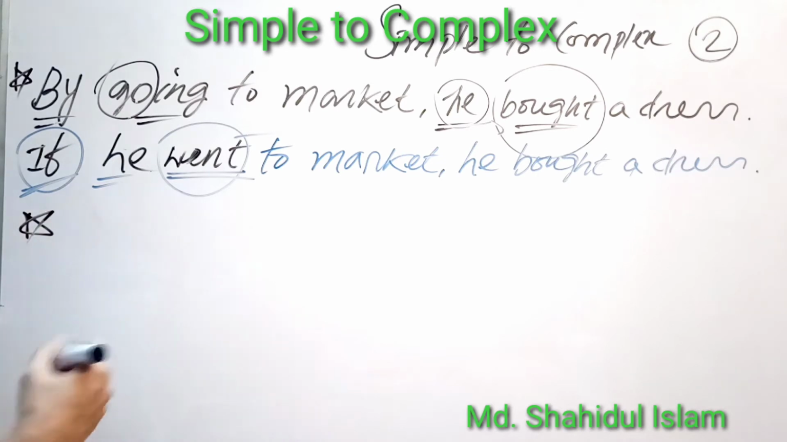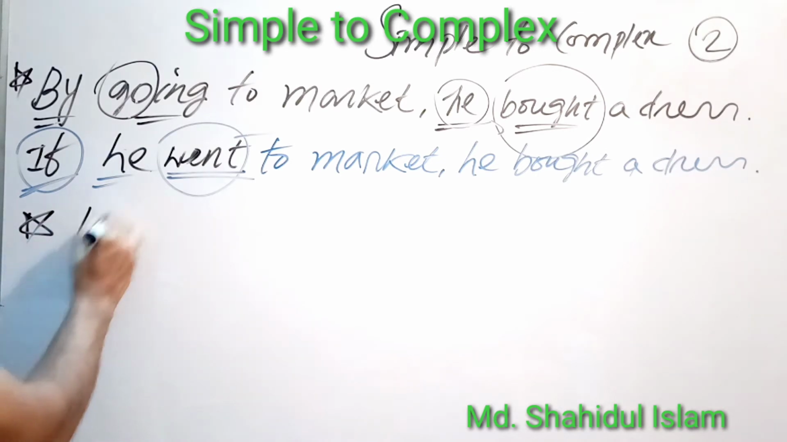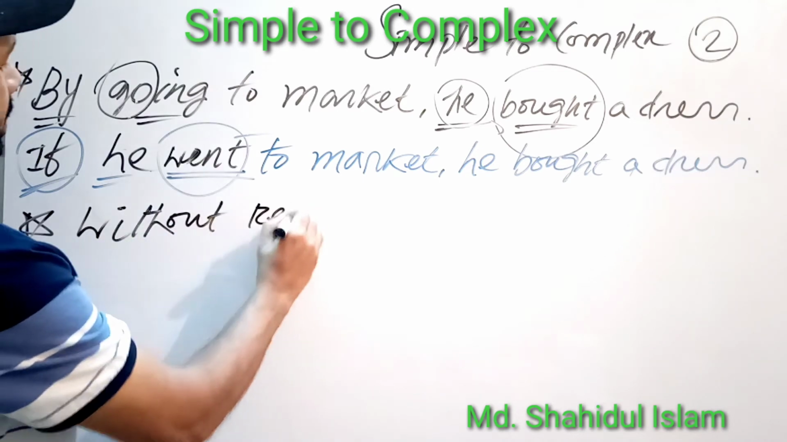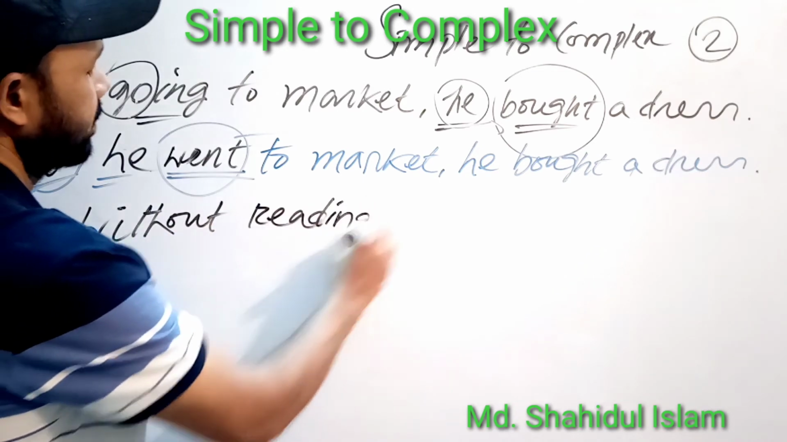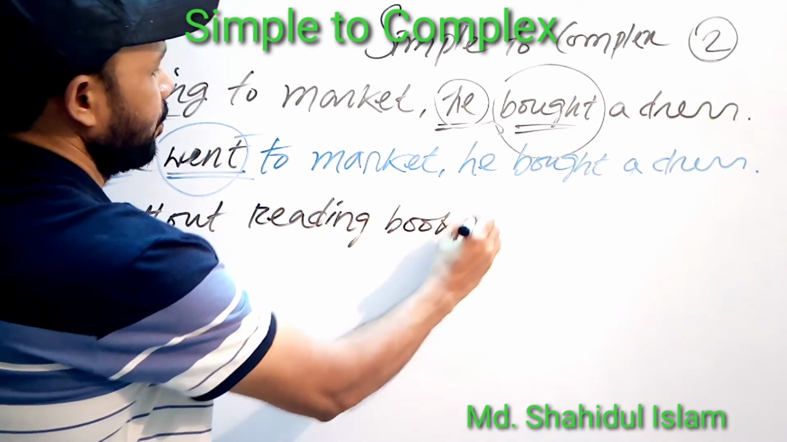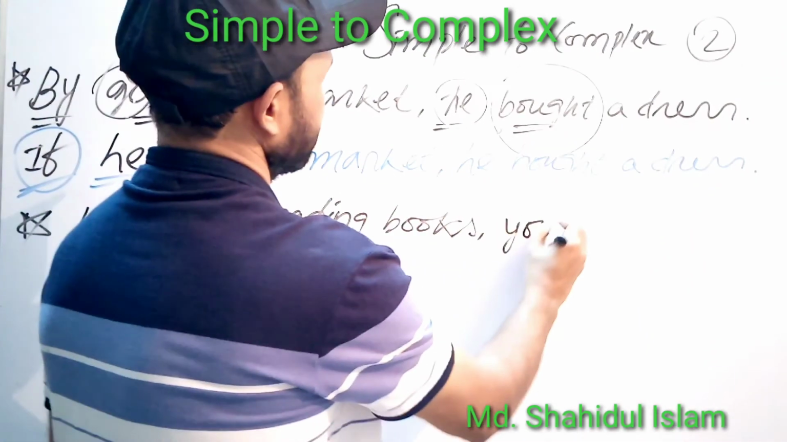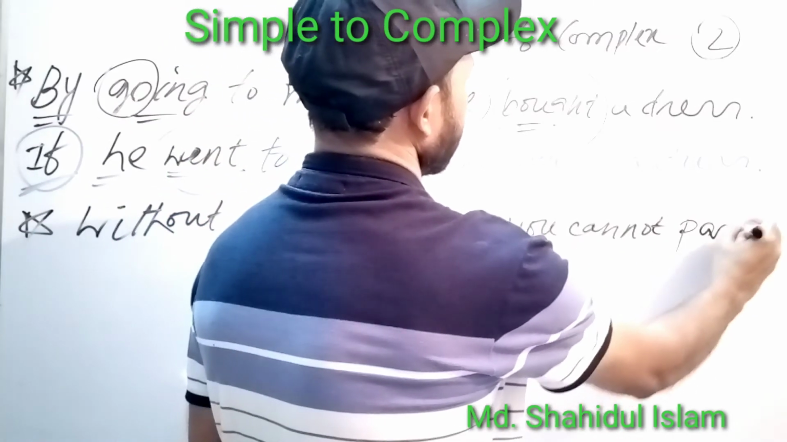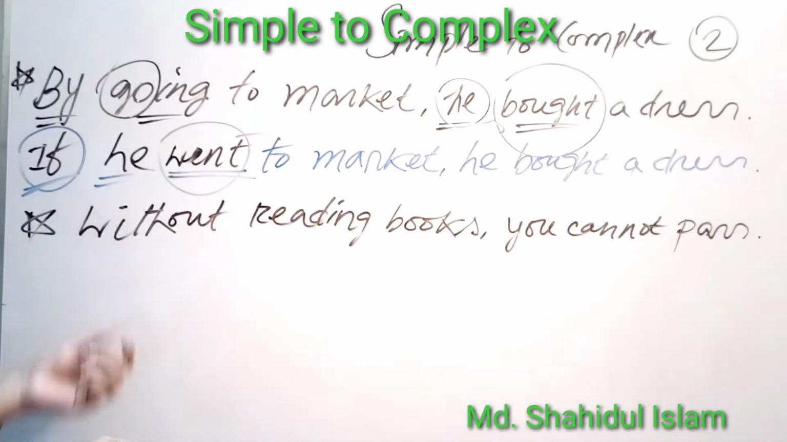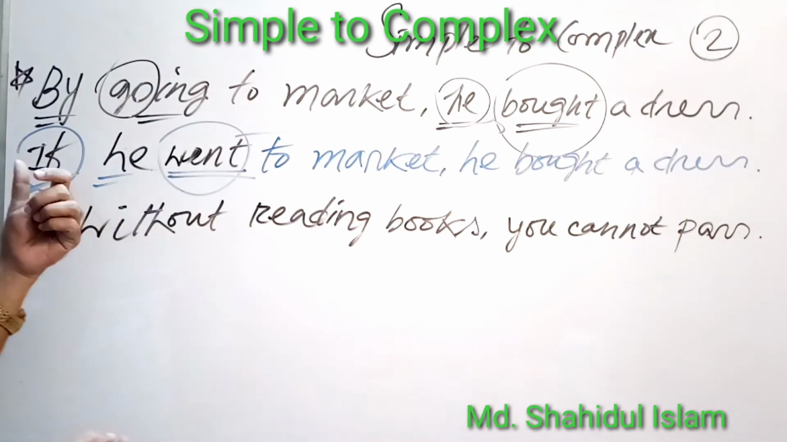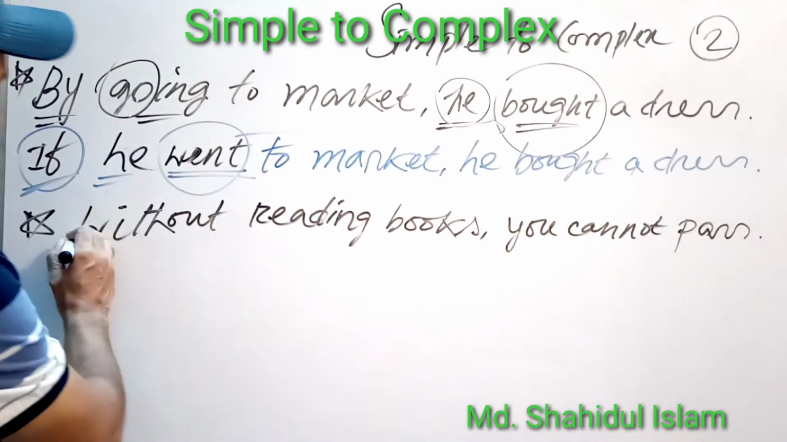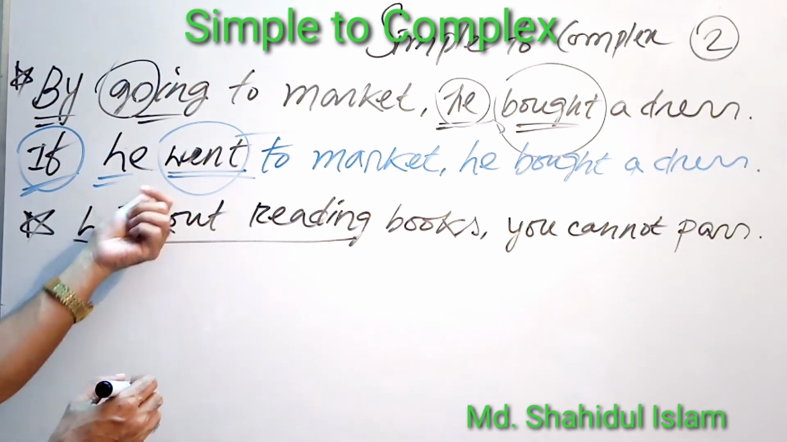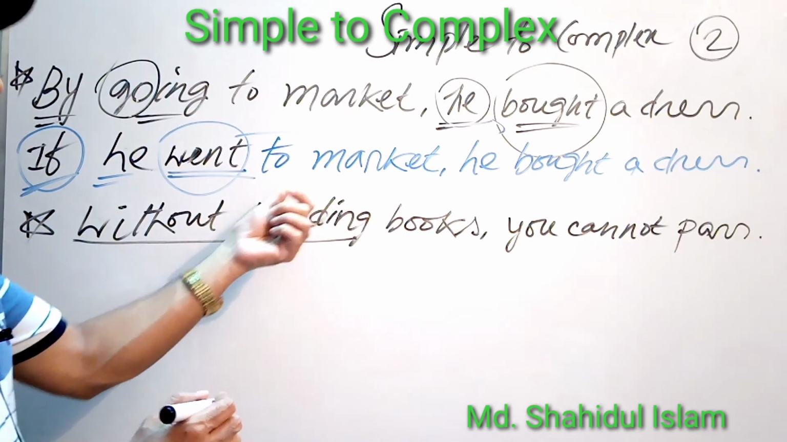Now look at example. Without reading books, you cannot pass. So this is absolutely a simple sentence, but what feature does the sentence have? This is without plus gerund. That means without plus verb plus ing after the main verb.